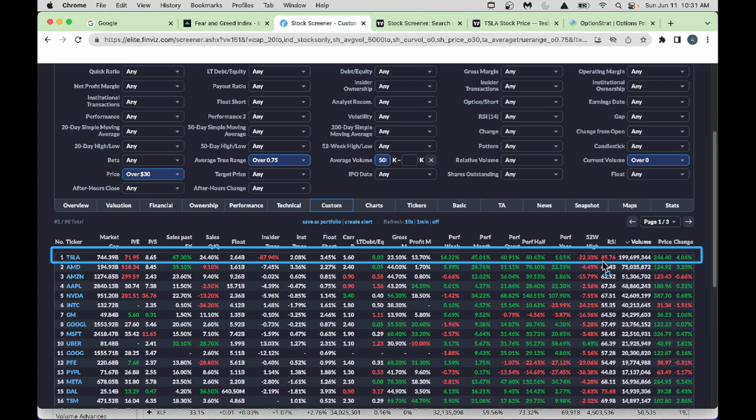And then I got a few of my favorite stocks at the top of the list here. AMD, Amazon, Apple, Nvidia, most of them are overbought, as you can see here just by looking at the RSI. But Tesla is completely overbought with an RSI of 85. Anytime RSI is above say 70, it's overbought, but if it's over 80, it's too overbought.